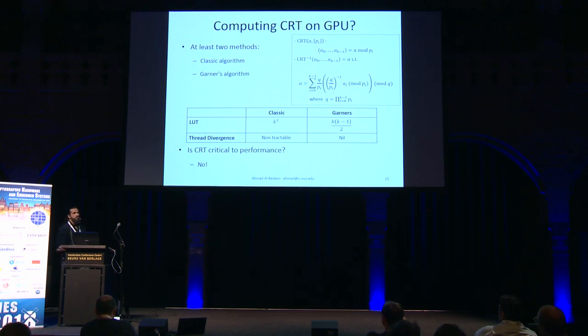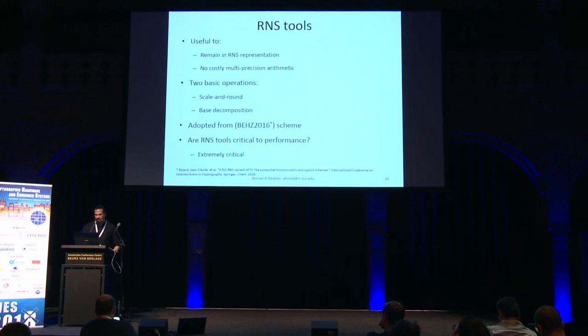Thread divergence, which is an important concept in GPU programming, if you use the classic, you will end up with a thread divergence, which will limit the performance, whereas in the Garner algorithm, there will be no thread divergence. But is CRT critical to performance? No, it's just in the input and output of the problem, so it's not that critical to the performance.